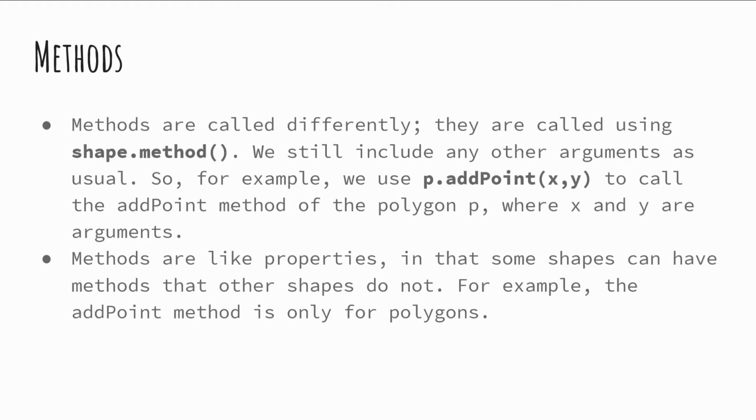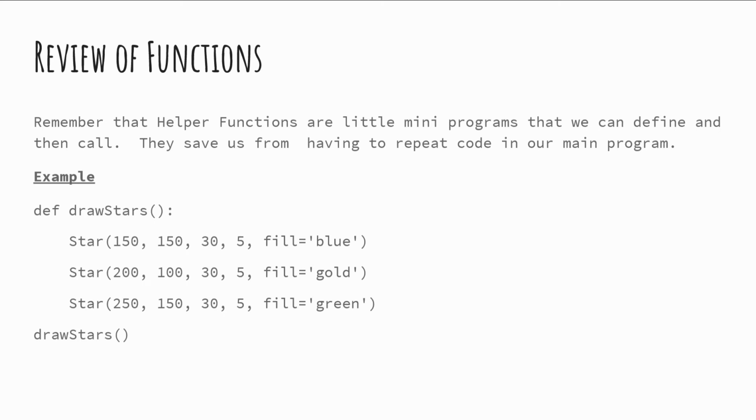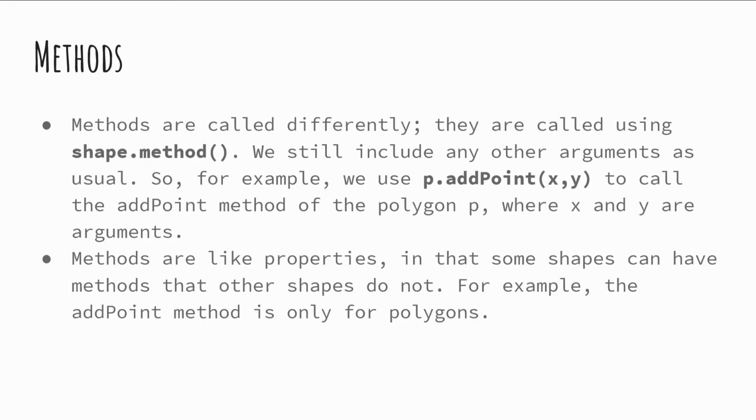Okay, so here's a couple of things about methods. Methods are called differently, right? If you remember when we went back to the functions, we created a function, and then when we called that function, we just used that name, right? So like, for example, our draw stars, we just wrote draw stars, open and close parenthesis, and that calls the draw stars function, okay? For methods, because it's happening on a specific object, we actually have to be specific and say, I want to do shape, whatever the object is that you're running it on.